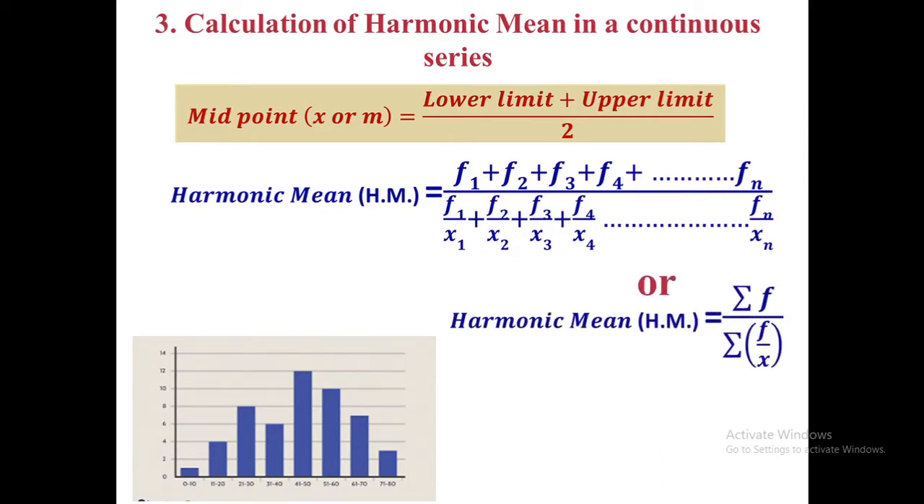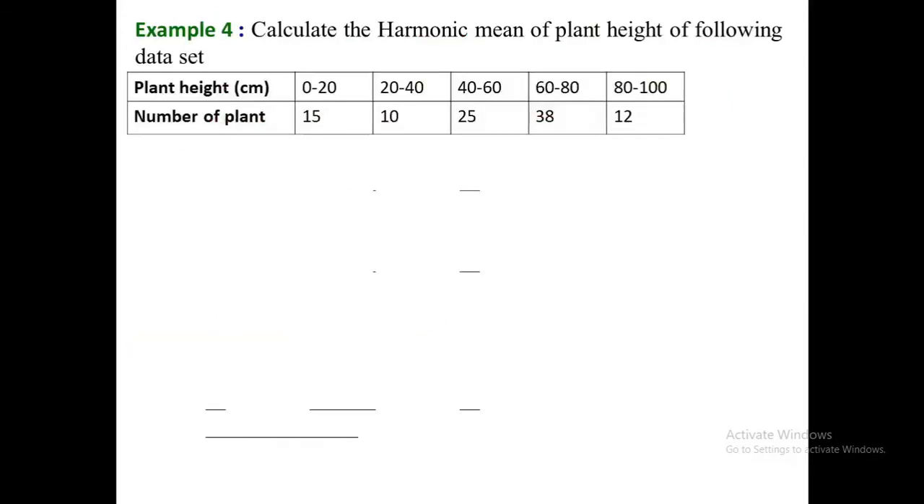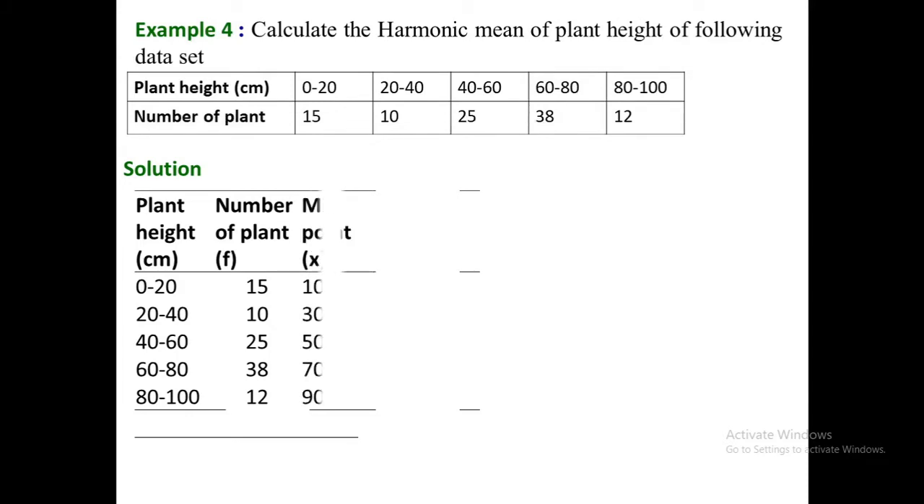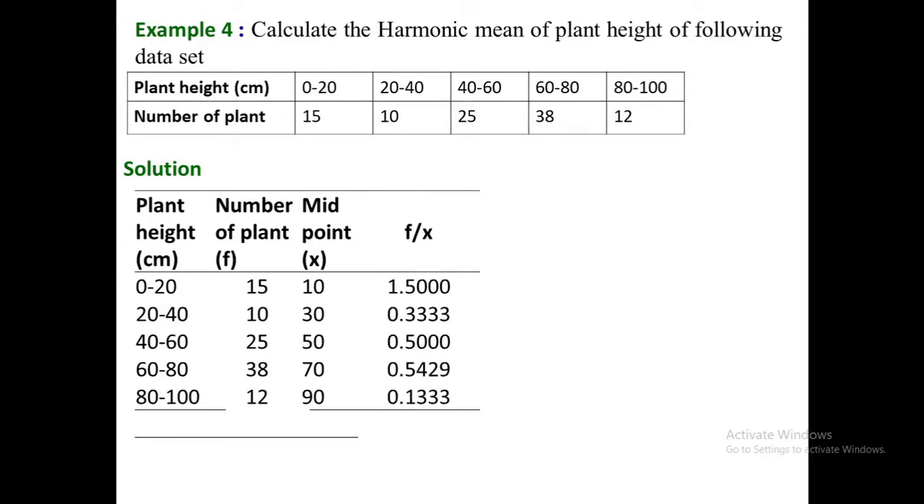Let's understand this concept with this example number 4, where we have to calculate the harmonic mean of plant height for the following data set. So first of all, in the first column we will write the plant height, in the second column we will write the number of plants which comes under that class interval, in the third column we will write the midpoint, and in the fourth column we will write the values of f over x.